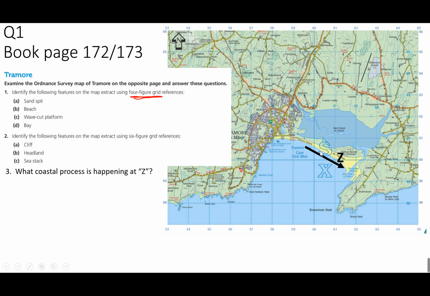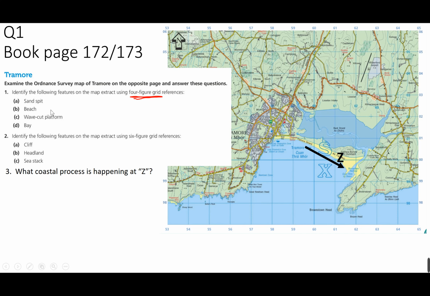So here's the sandspit. I'm not going to give you all the answers, but you just give a 4-figure grid reference for a chunk of the sandspit. So this part here would probably be the best one to do, or this part here. Okay, a beach, so you're looking for a grid square with some yellow beach in it. A wave cut platform.